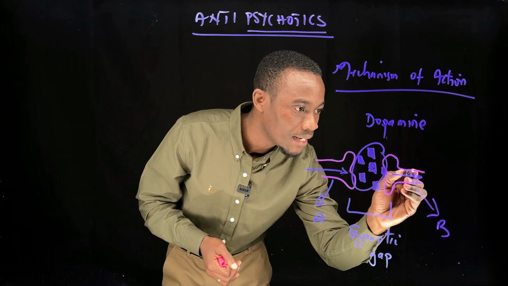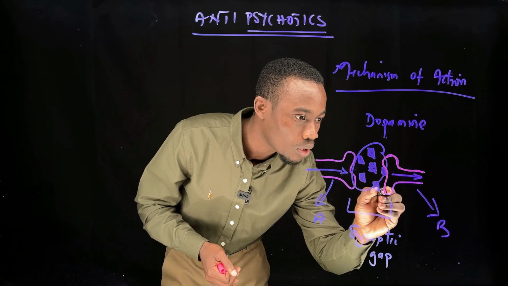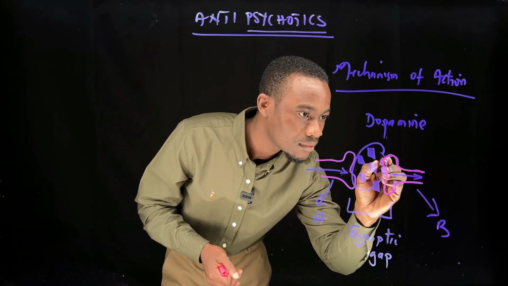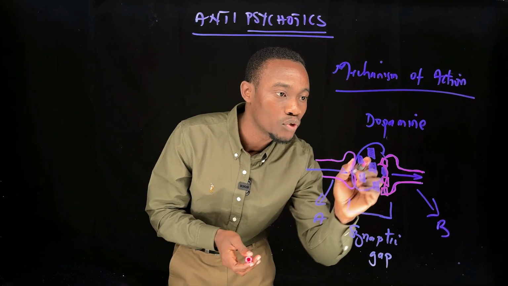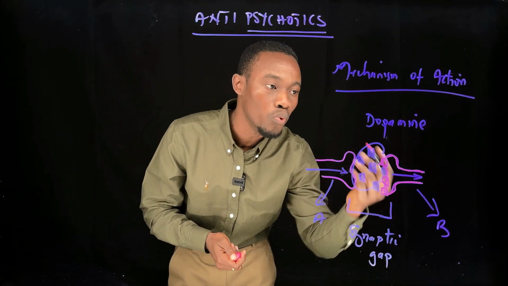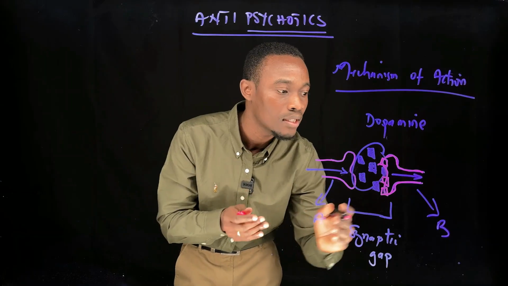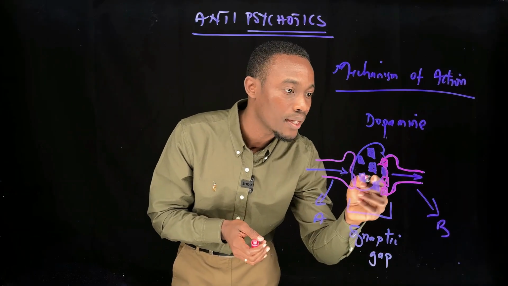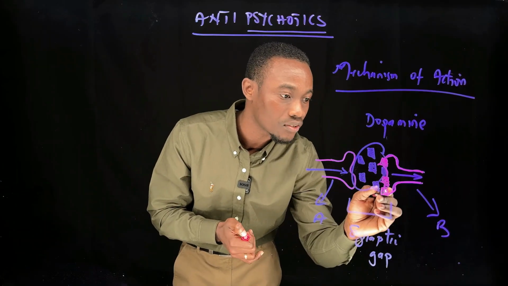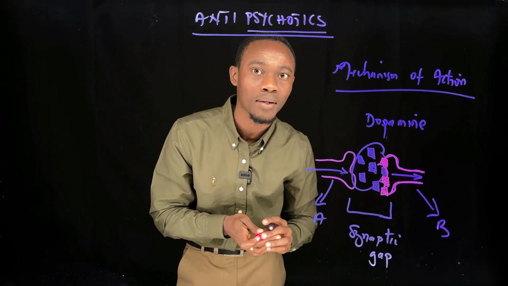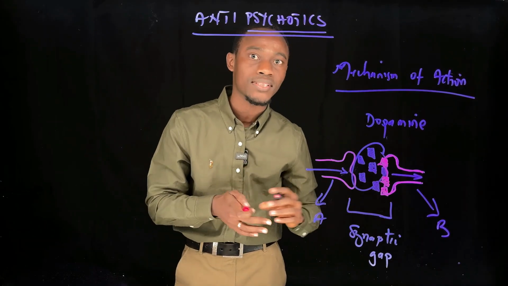On the surface of nerve B are what we call dopamine receptors. And these dopamine receptors function by helping the dopamine in the synaptic gap to move the nerve impulse from nerve A to nerve B. So antipsychotics work by blocking these dopamine receptors to reduce the effect of the excess dopamine in the synaptic gap, and that is how they reduce psychotic symptoms.